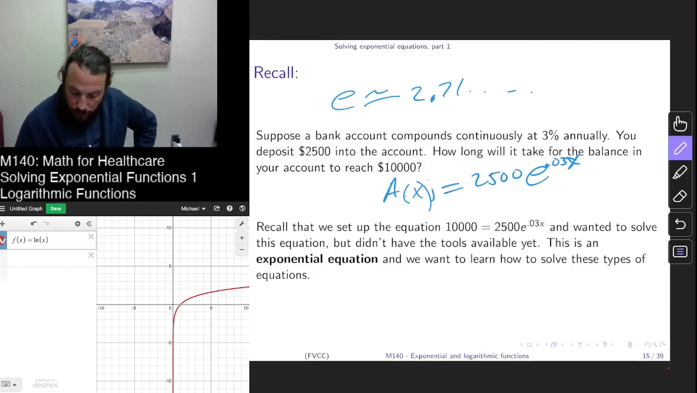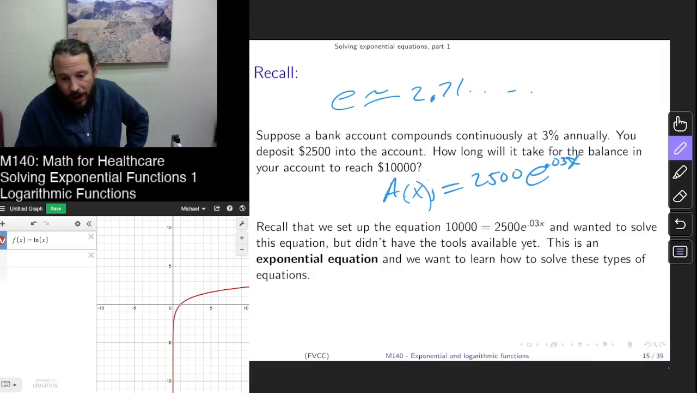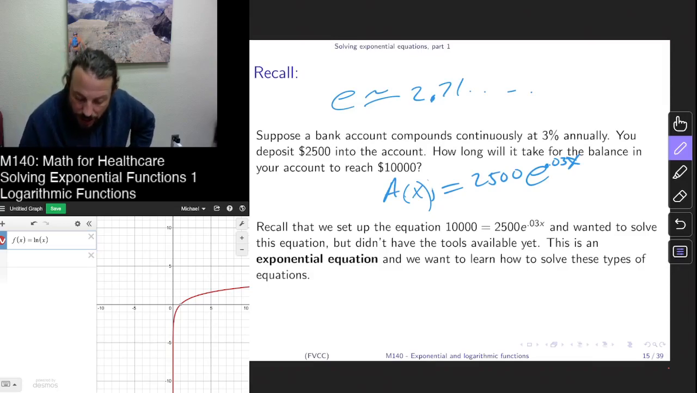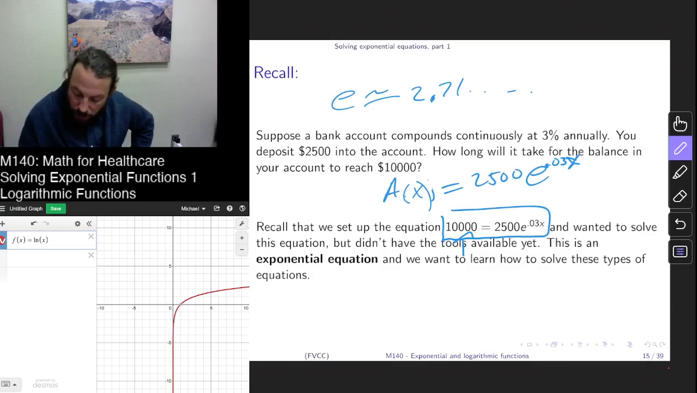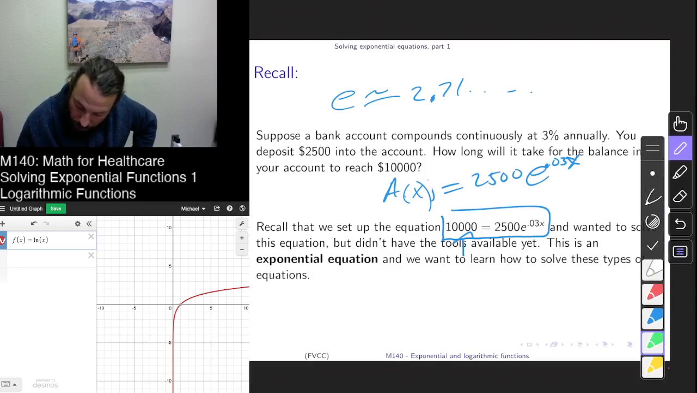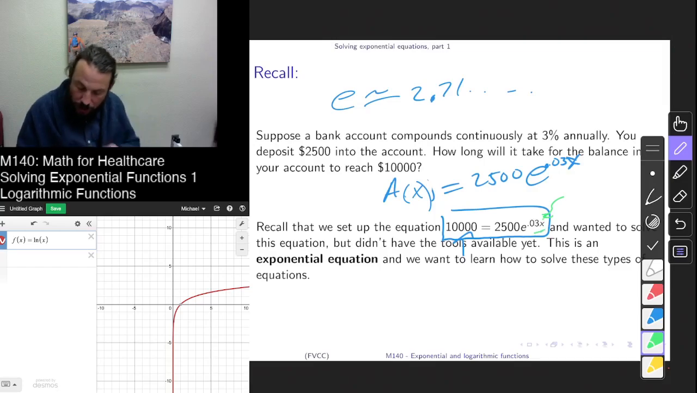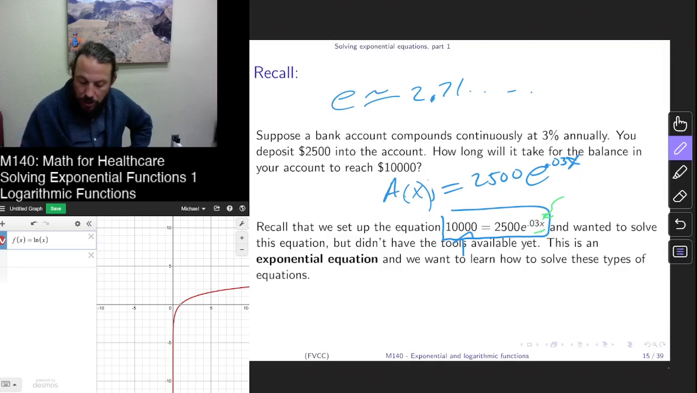However, this question didn't ask us for the balance after 5 years or 10 years, but it asked us when does it actually reach 10,000? So we set up this equation. We want to know when the total is 10,000, equal to 2,500 e to the 0.03x. If you recall, I divided both sides by 2,500, but then we got stuck because of this variable up in the exponent. We don't really know how to deal with that yet.